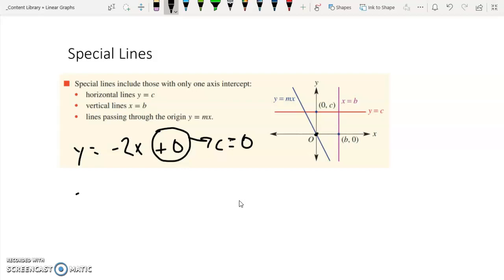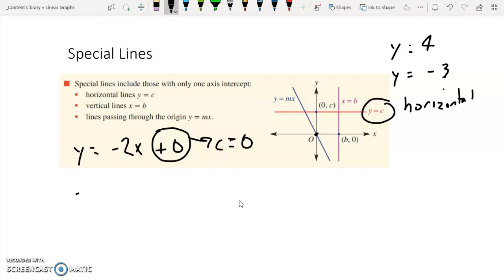These horizontal lines cross through at a point, so you could have y equals 4, y equals minus 3. We call them y equals c, so that's for horizontal lines. For every x value, y is 4.